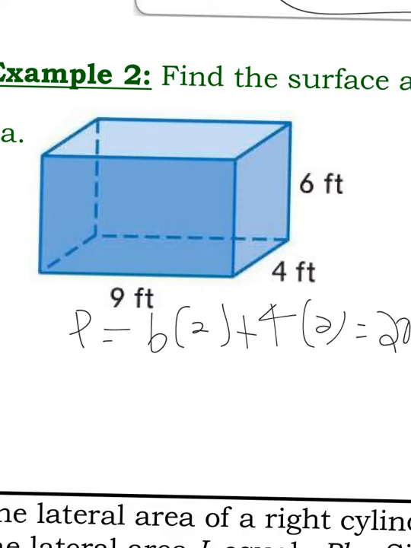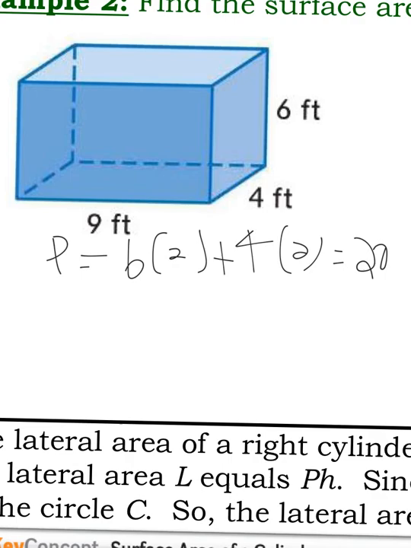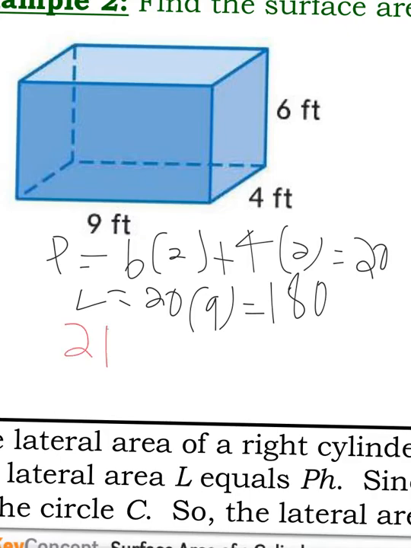Then I have to do my lateral area. So L equals 20 times 9, which is 180. Okay, and then let's see here. The formula says add it to 2b, which is length times width, or the area of the base. So this base is length times width. So I'm going 2 times 6 times 4, which is 48.